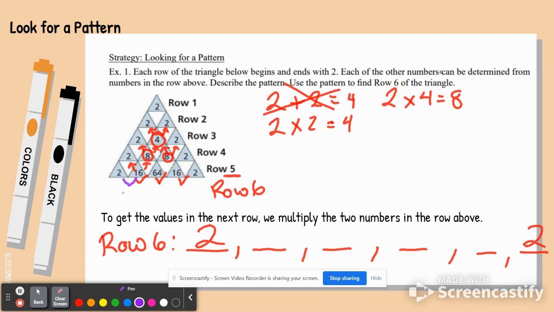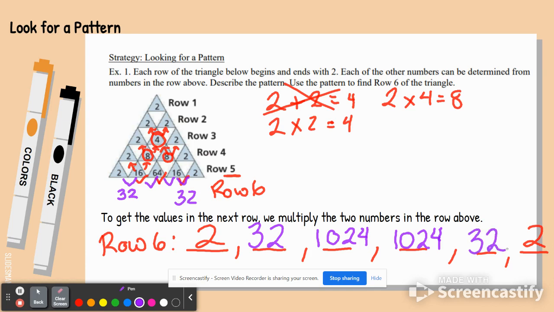So the first one shouldn't be too bad. 2 times 16 is 32. And then I've got 16 times 64. So we multiply that together and we get 1024. And this one was nice to us. It gave us the same problem again, so I don't have to multiply that again. 1024. And then, oh, there's my pattern. So it's going to end with the first number that I got when I multiplied 2 times 16. So that is row 6. And I figured out how this pattern was working.